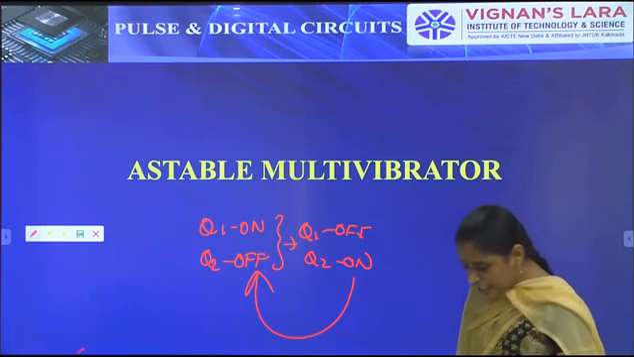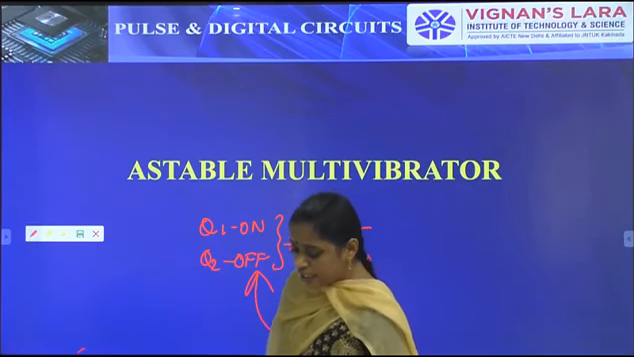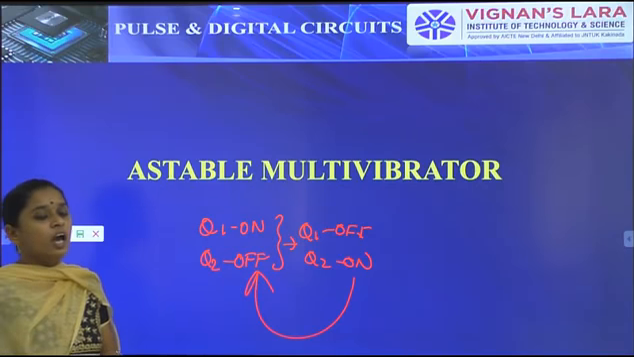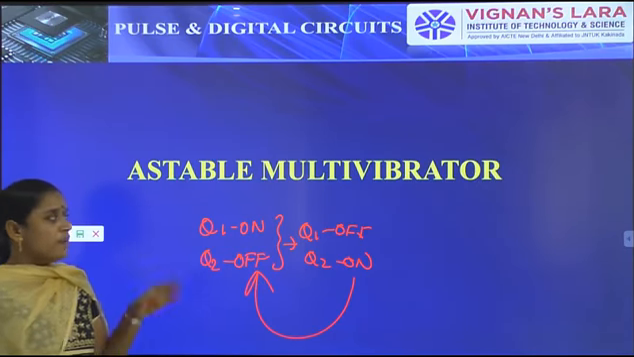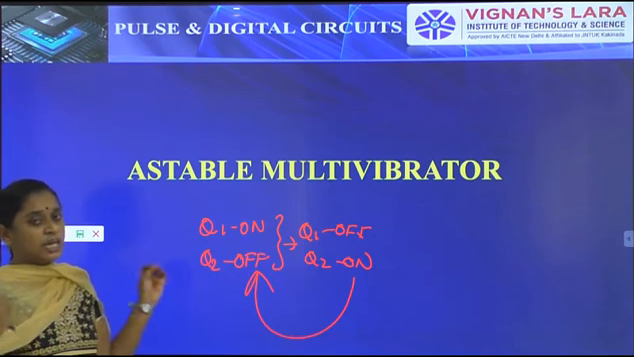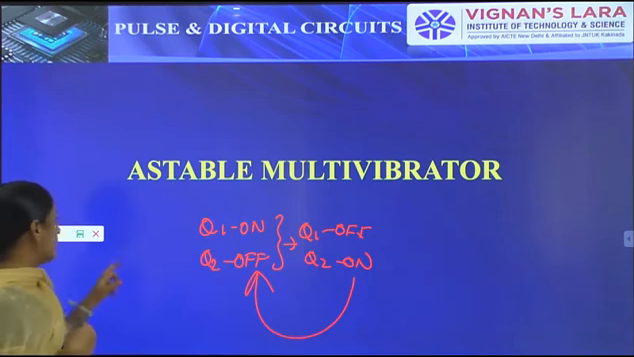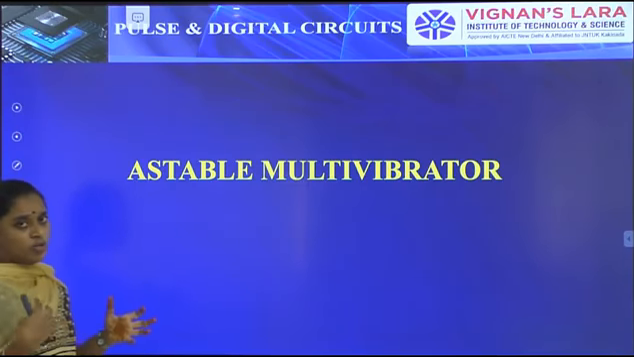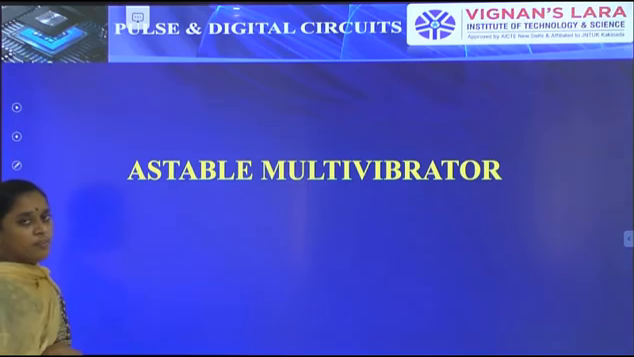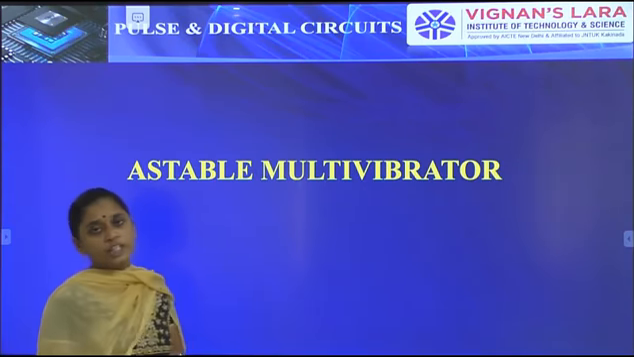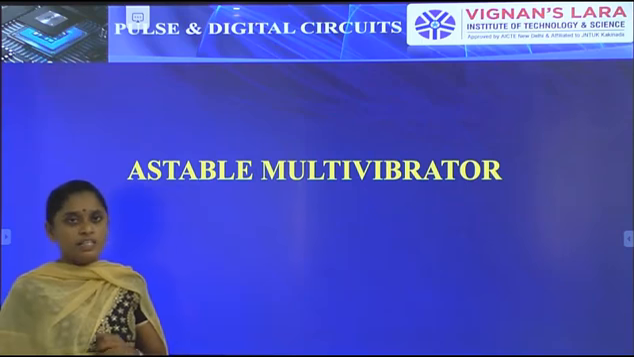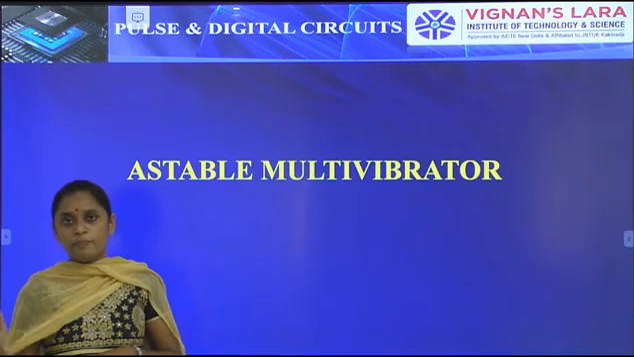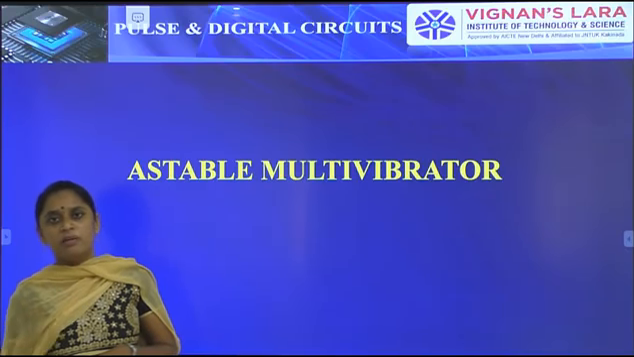Coming to the astable multivibrator, here the coupling elements will be capacitive coupling. Why? Because for using the quasi-stable state we use capacitive coupling. That's why we go for capacitive coupling for this type of multivibrator. Let's check the condition of the astable multivibrator. Like the monostable and bistable multivibrators, the astable multivibrator is also divided into two types: collector coupled astable multivibrator and emitter coupled astable multivibrator. First we discuss the operation of the collector coupled astable multivibrator.